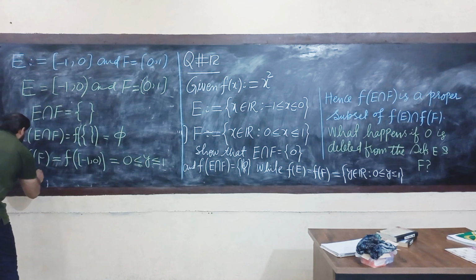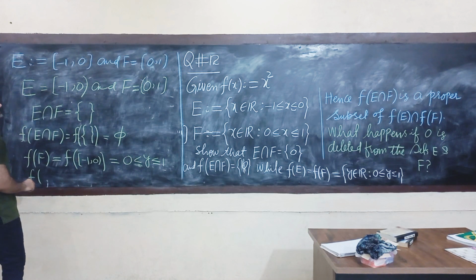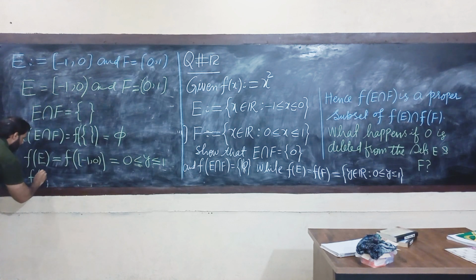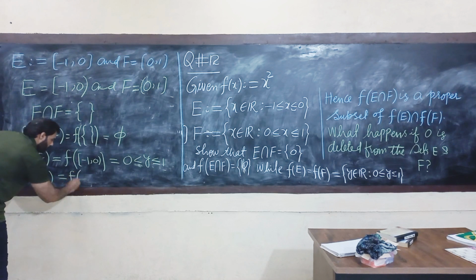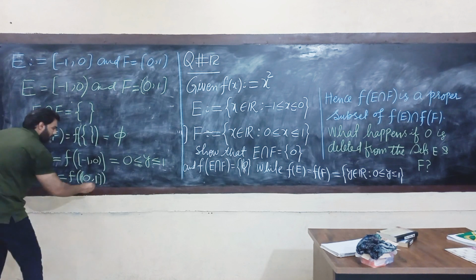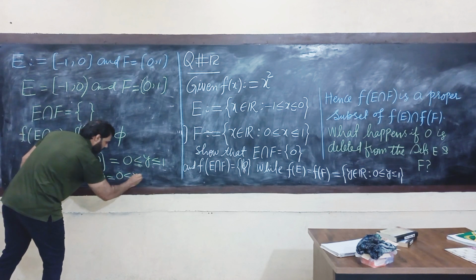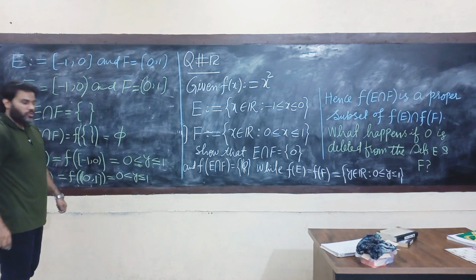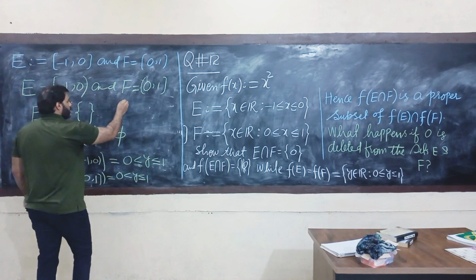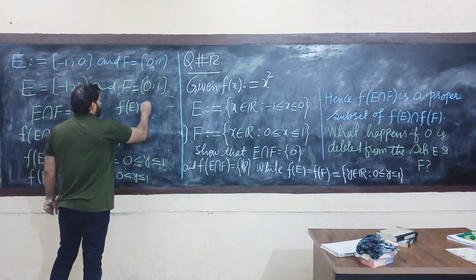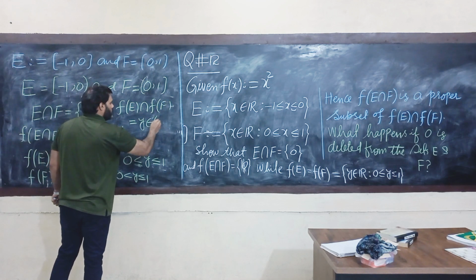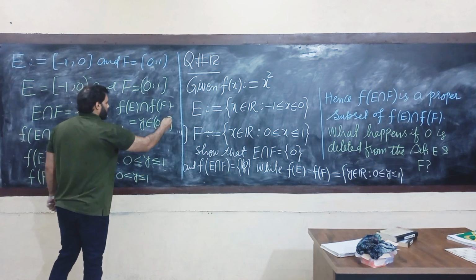And similarly, when you find this, this is f of E, where E is -1 to 0. Similarly, when we find f of F, with F being 0 open to 1 closed, this is again the same, 0 less than y less than or equal to 1. So when we find the intersection of these two, this is again f of E intersection f of F. This is again a semi-open, semi-closed interval, that is this.